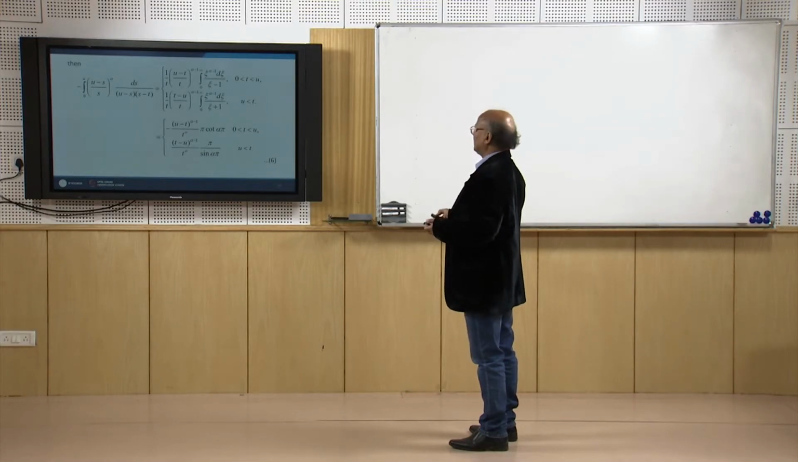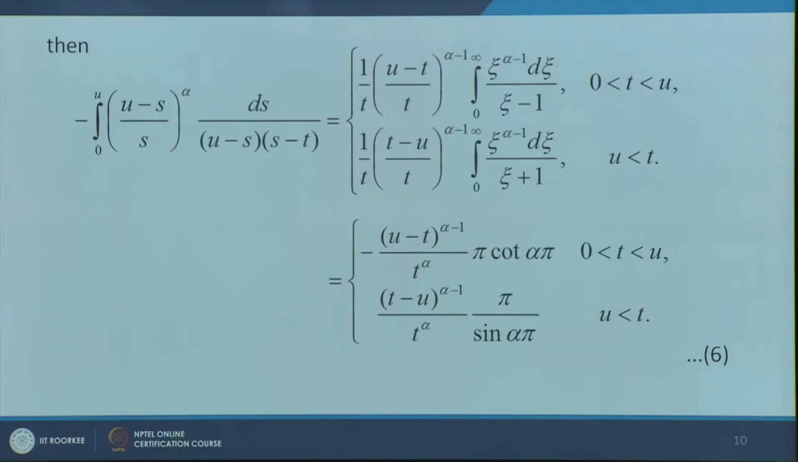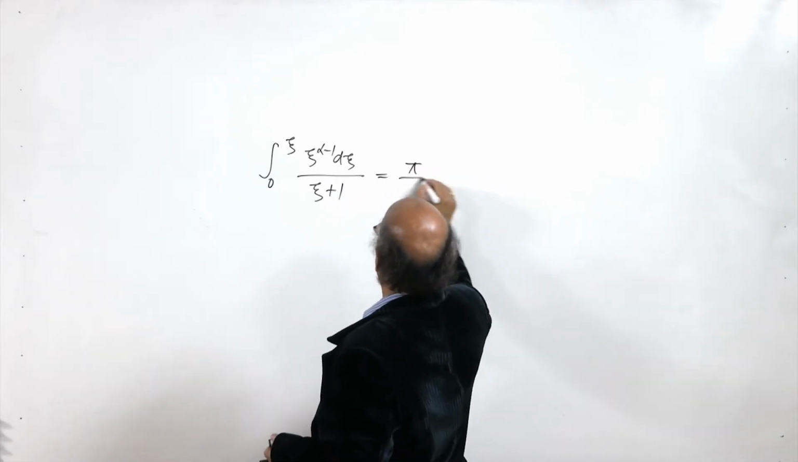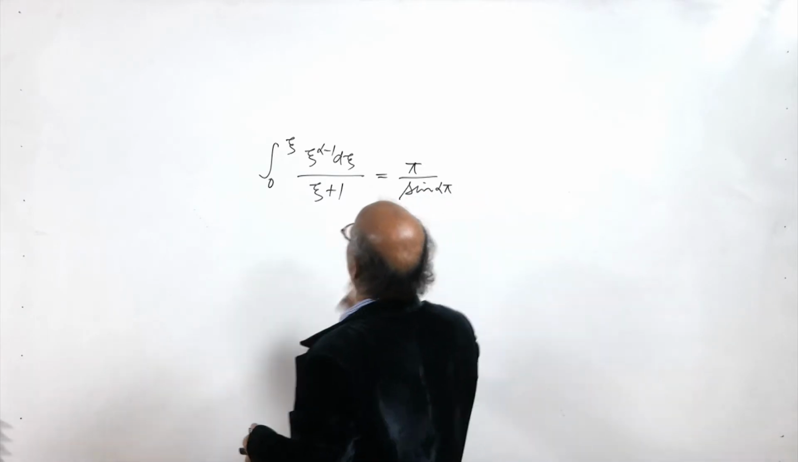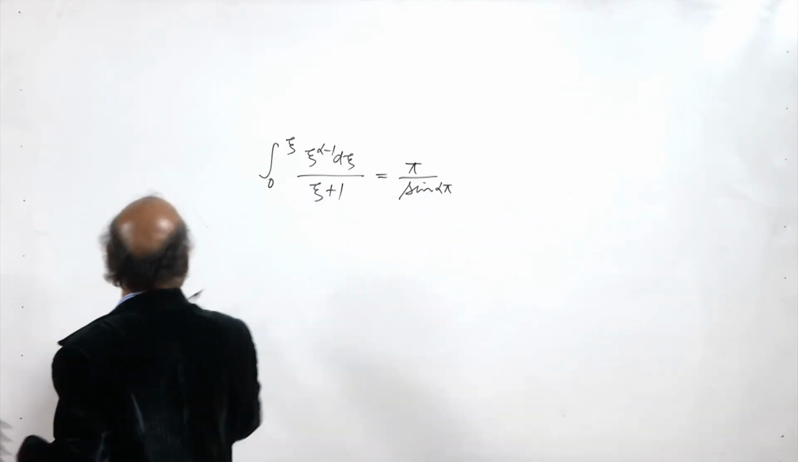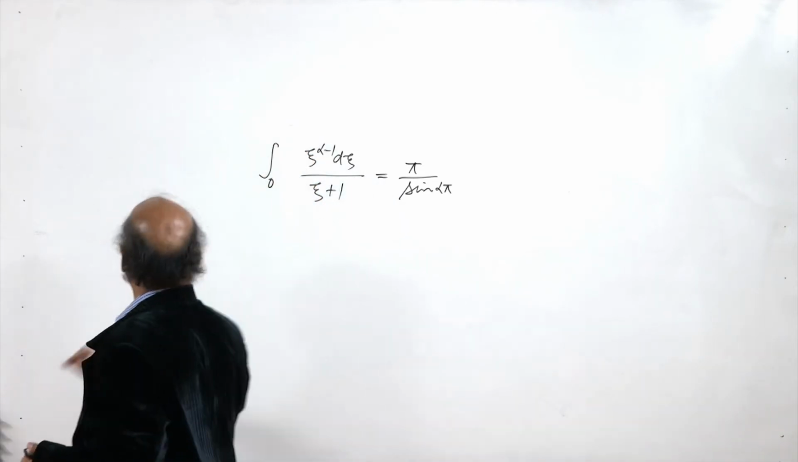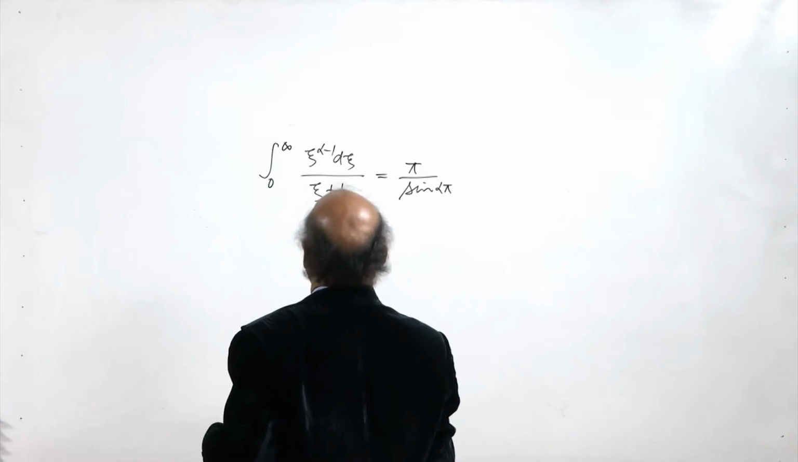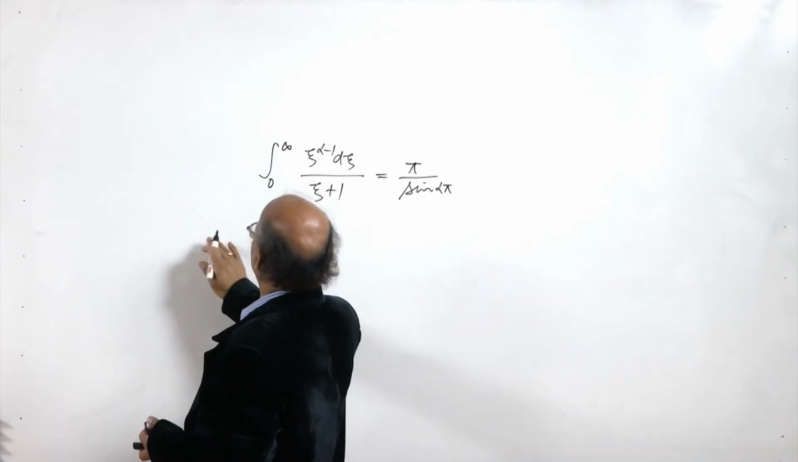Now let us first find the value of the integral 0 to infinity xi to the power alpha minus 1 d xi over xi plus 1, and show that this is equal to pi over sin alpha pi. Let us show that this is equal to pi over sin alpha pi. It is 0 to infinity. Okay, so what we do here is that we will convert it into beta function.